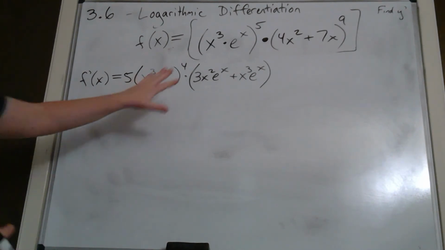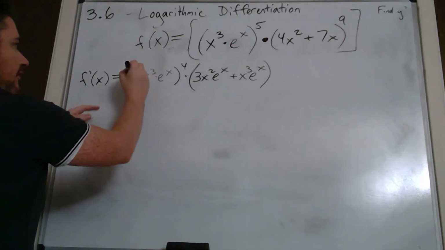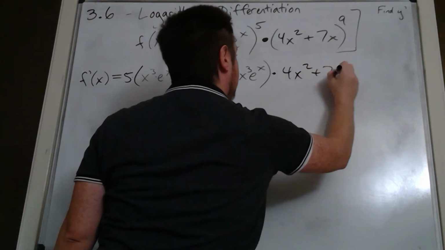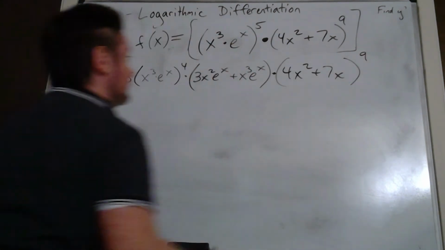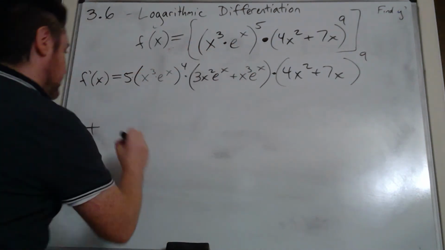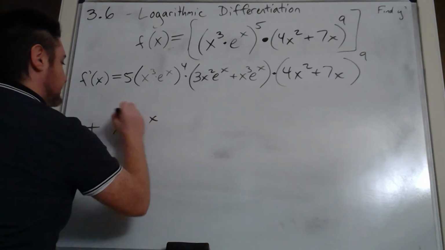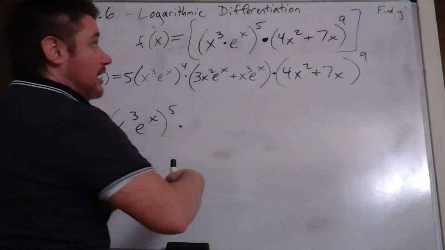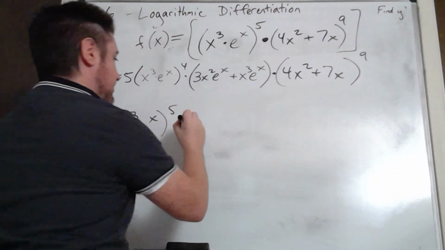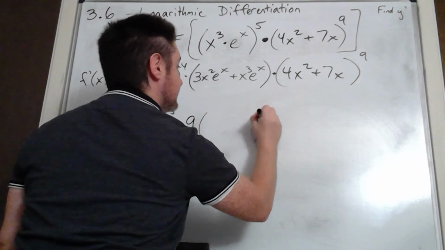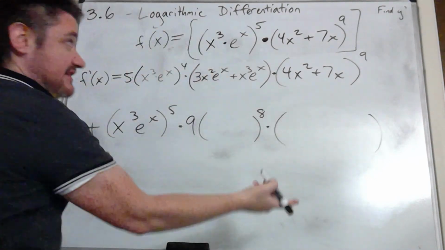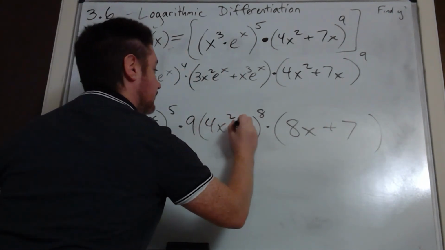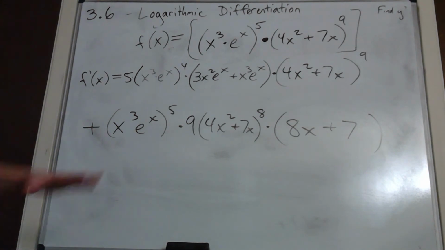Okay, so we have the derivative of the first function. It's all product here, so I don't have to worry about parentheses, times the second function, 4x squared plus 7x to the 9th, plus the original first function, x cubed e to the x to the 5th, times the derivative of the second one, which we don't have another product rule inside, so here we're going to get 9 times that thing to the 8th times the inside derivative, which is going to be 8x plus 7.